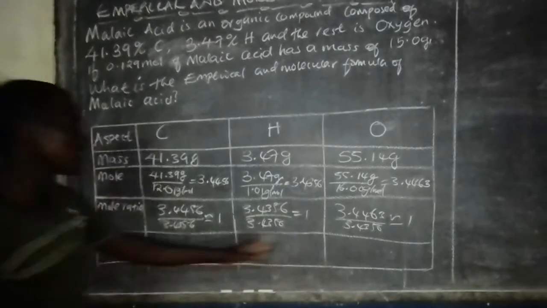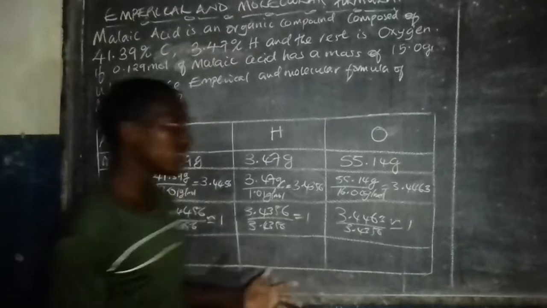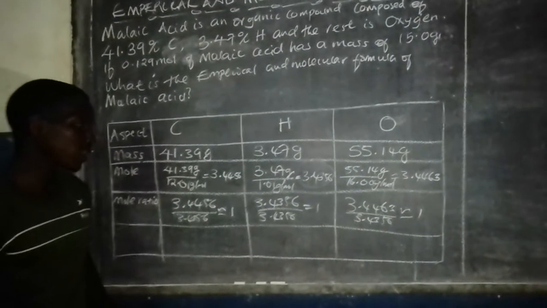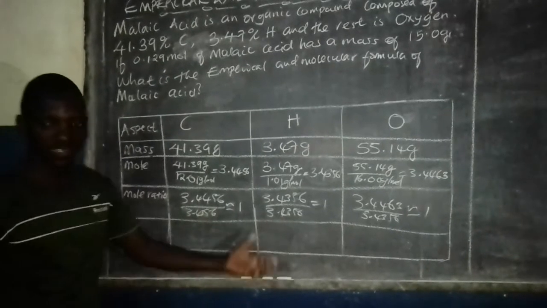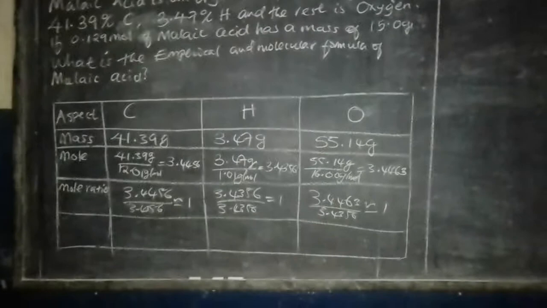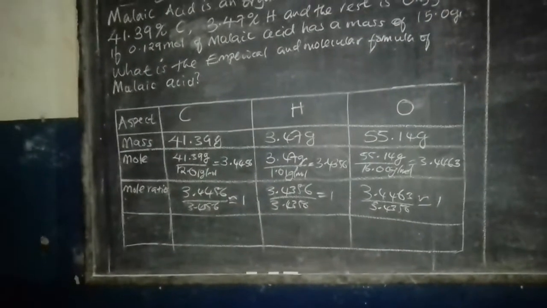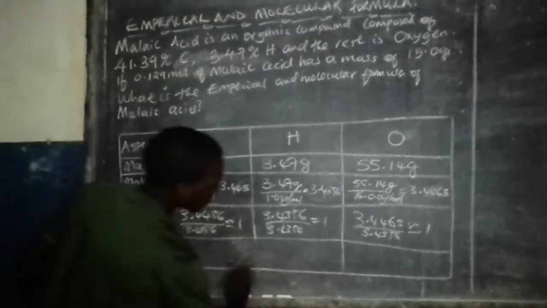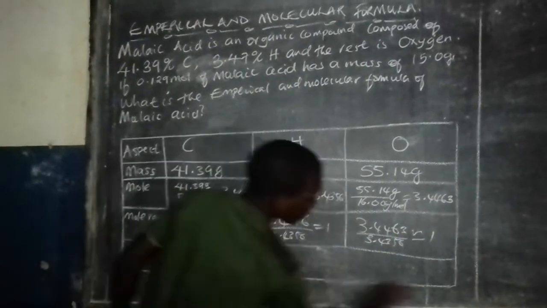Now that all these numbers here are 1, that is, we don't have decimal numbers, then there's no need of the last part. So we're just going to get the empirical formula from those that we've done. So this part here, I'll just rub it.